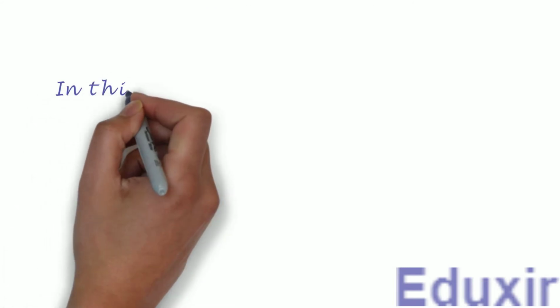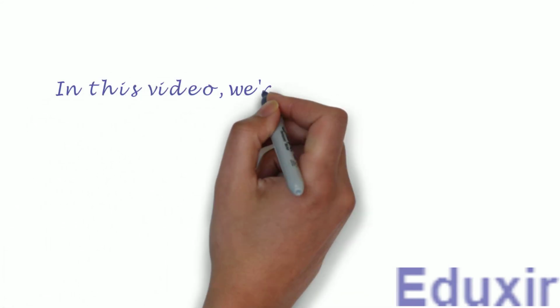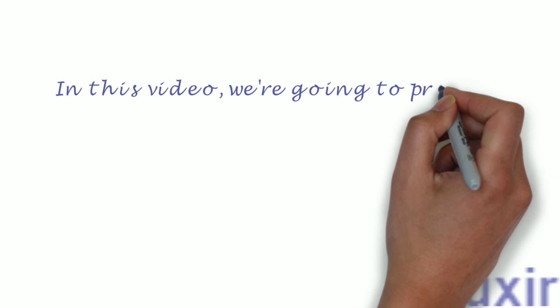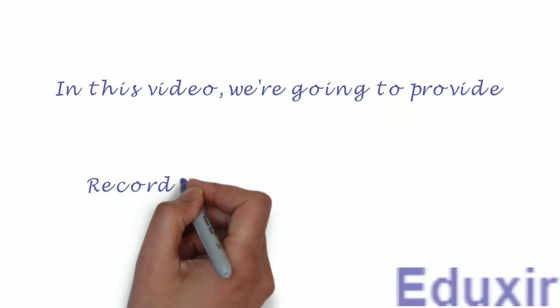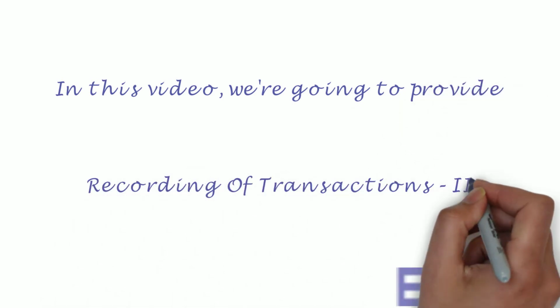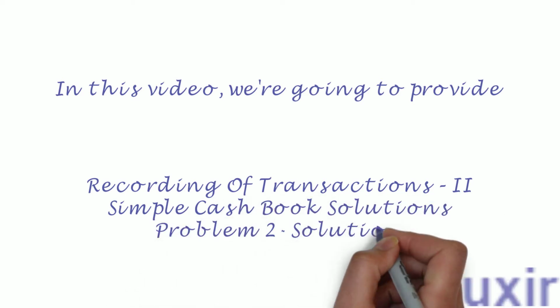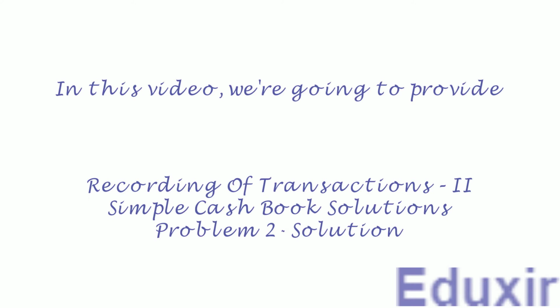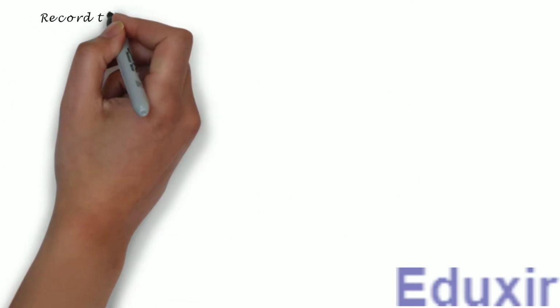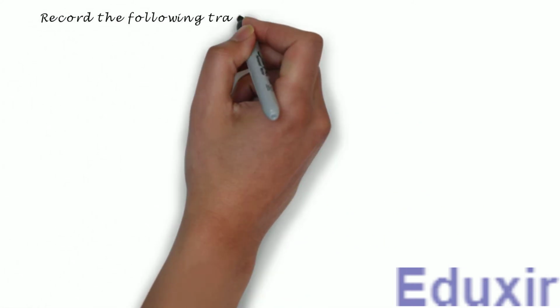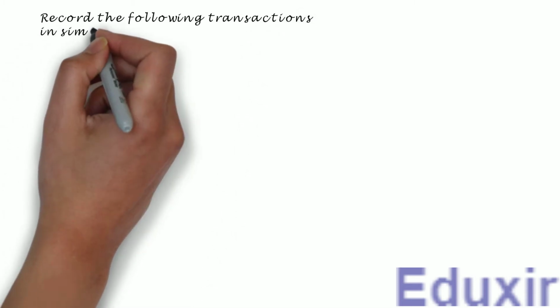In this video, we are going to provide recording of transactions to Simple Cashbook Solutions, Problem 2 solution. The problem statement is as follows. Record the following transaction in Simple Cashbook for November 2000 plus.